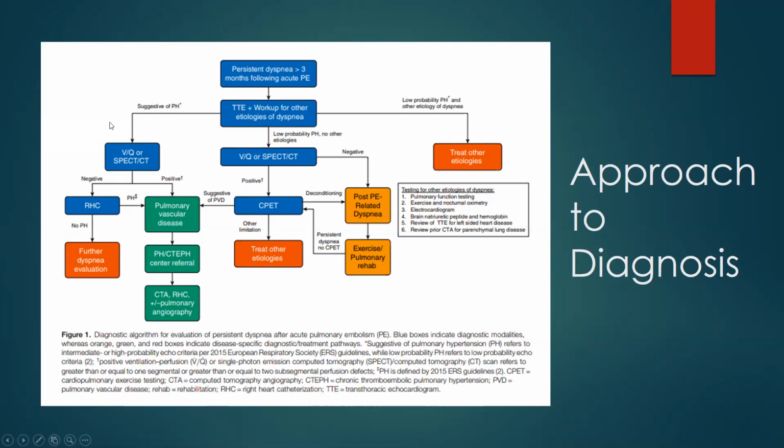And then over here on this side, right, their TTE is positive. They have some right-sided changes and elevated PA pressure. They have a moderate to high probability VQ, or if we're doing SPECT VQ, and then you essentially proceed right to right heart cath. And if they do meet hemodynamics, then you're going to send them to a referral center for pulmonary thromboendarterectomy.